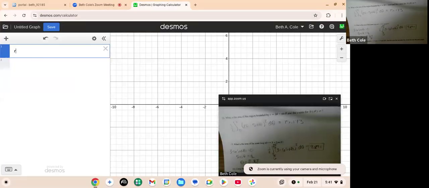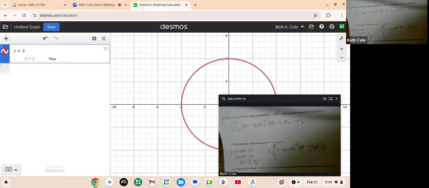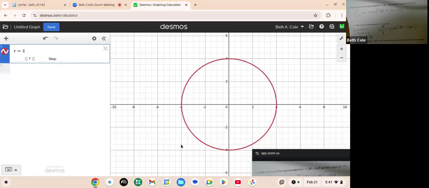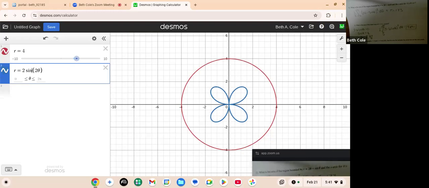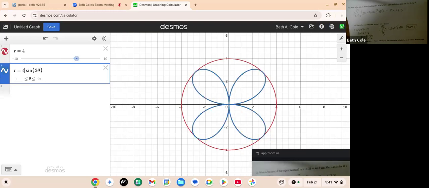So we're going to put in r equals 4. That's going to be a circle with a radius of 4. And then we're going to put in r equals 4 sine 2 theta. So we want the part that includes the circle, but not the rose graph. So we want this portion right here, this portion right here, this portion right here, etc. So we're going to do the circle minus the rose graph.